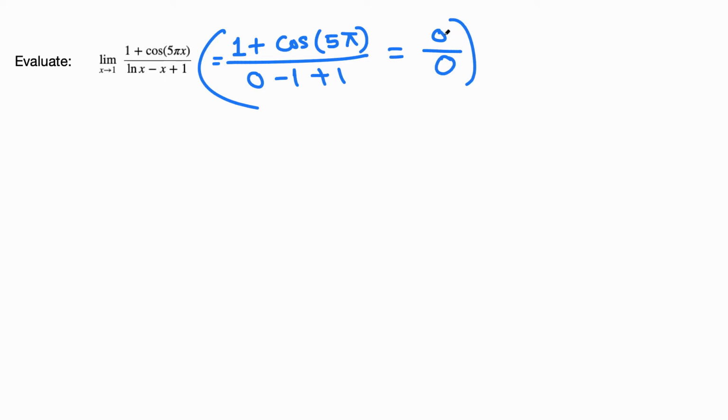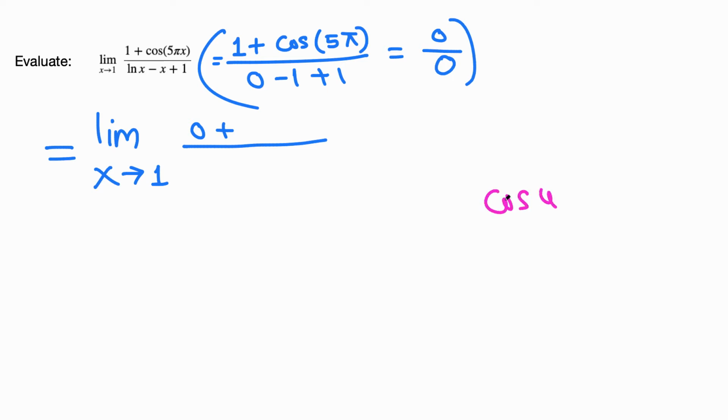The good news is, whenever we get 0 over 0 or plus minus infinity over plus minus infinity, we can apply L'Hopital's rule. So that is the limit as x goes to 1 of the derivative of the top over the derivative of the bottom. The derivative of 1 is 0, I don't have to write it, but I wrote it anyway. Derivative of cosine of something: when we have cosine of some function of x, its derivative is negative sine of that times the derivative of the inside function, from the chain rule.